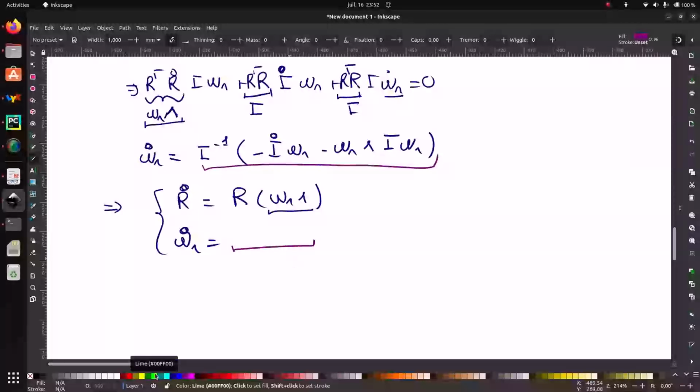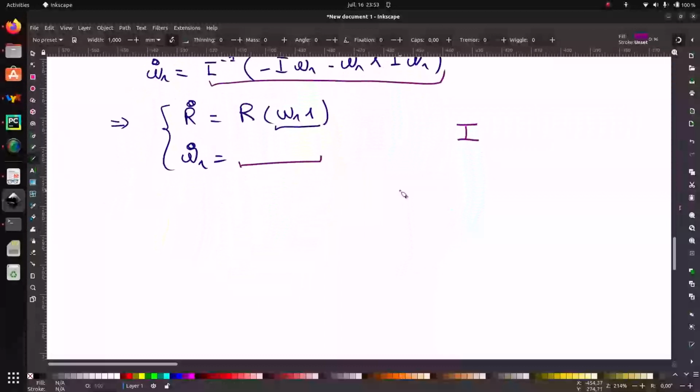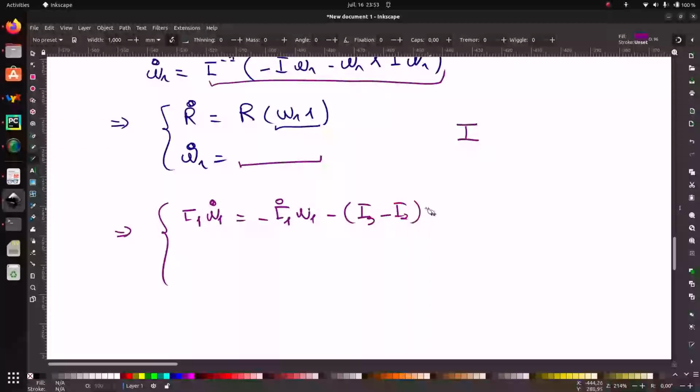Now I know also that since I consider I as diagonal, then I consider the following: I1 omega 1 dot is equal to this minus omega 2 omega 3, I2 omega dot 2 equal to omega 2, so this is a classical Euler equation.